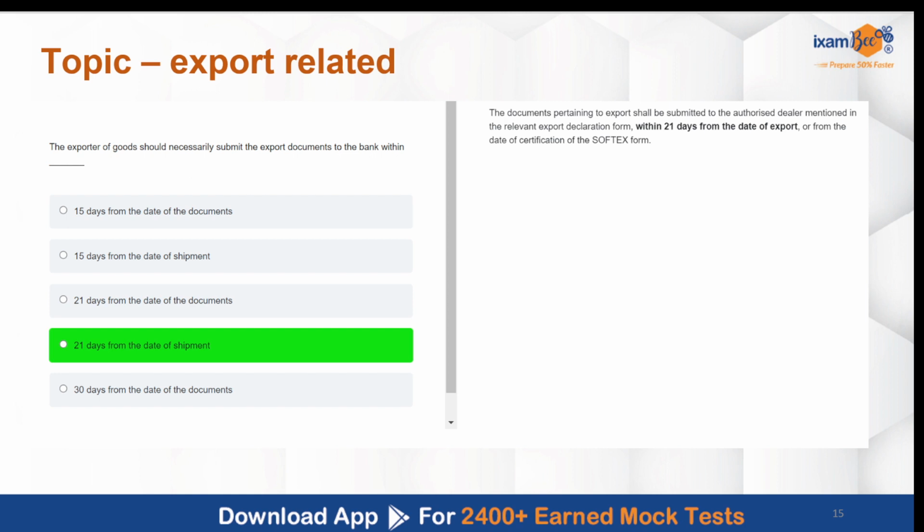Moving on with the question, the export related question that had come in the exam stated: the exporter of goods should necessarily submit the export documents to the bank within how many days? So it is within 21 days of the date of shipment of whatever you are exporting. The necessary export documents have to be submitted to the bank.